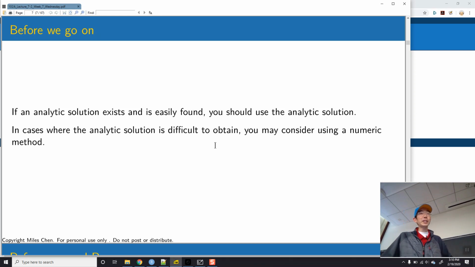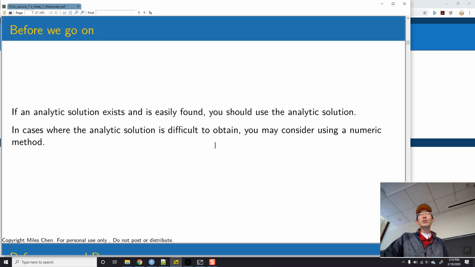Basically, if an analytic solution exists and it's easy to find, use the analytic solution, okay? But if the analytic solution is hard or not possible, then that's when you would use a numeric method. Now, for a bunch of these examples, I'm going to use some quadratic equation, like x squared minus 3 or something like that, okay?